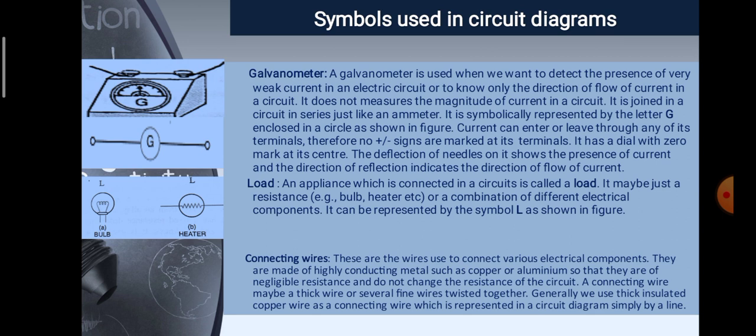Connecting wires. These are the wires used to connect various electrical components. They are made of highly conducting metal, such as copper or aluminum, so that they are of negligible resistance and do not change the resistance of the circuit. A connecting wire may be thick wire or several fine wires twisted together. Generally, we use thick insulated copper wire as a connecting wire which is represented in a circuit diagram simply by a line.